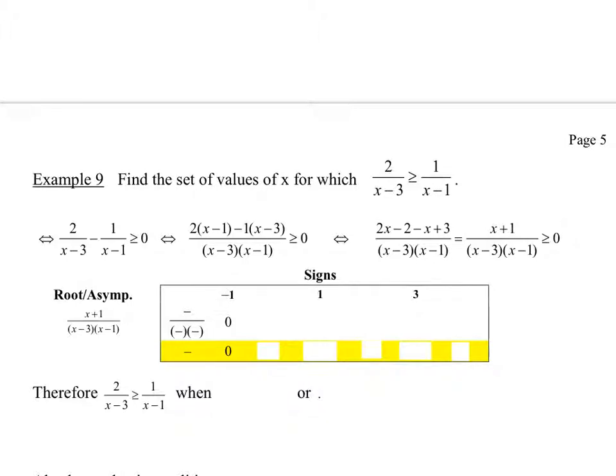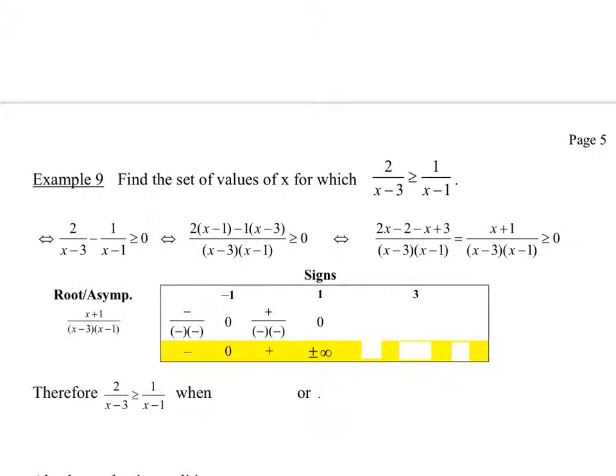We need to test a value between negative 1 and 1. Well, you could test 0, for example. We'd then have positive 1 divided by negative times a negative. So we're going to have positive divided by a negative and a negative, giving us a positive. Again, for the actual root, it's going to give us either a 0 or a positive or negative infinity. Since the bottom is equal to 0, it's going to be an infinite answer that we're going to get.